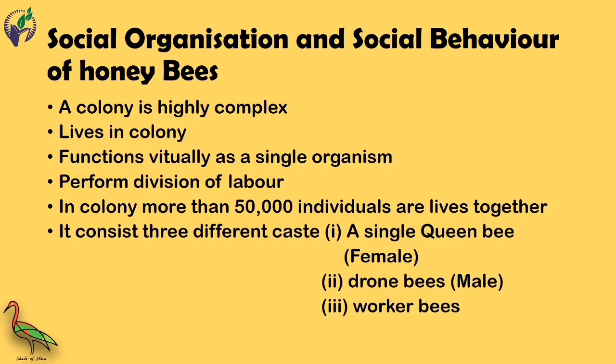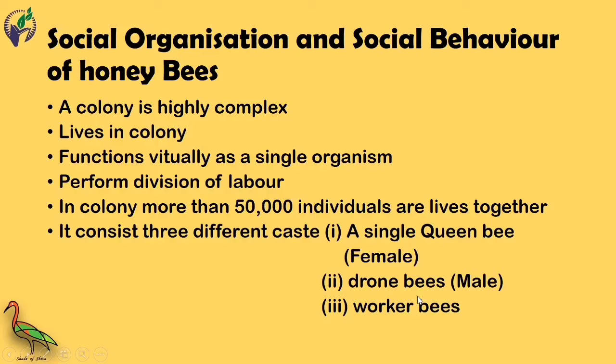Now we move on to social organization and social behavior of honeybees. They live in a colony, meaning more than 50,000 individuals live together. So it is highly complex, and they function virtually as a single organism. It consists of three different castes. First one is a single queen bee, meaning female.